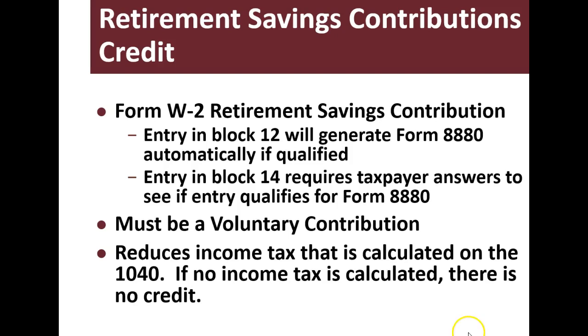Okay, going back to if you as an employee contribute to a retirement plan, typically on the W-2, there'll be an entry in block 12 which will indicate that, and that will generate what's called a Form 8880, and that automatically will be taken care of for you. Now, if the entry is in block 14 instead of 12, there's a little bit of extra work, but it still can work for you, and we'll show you that in a moment.